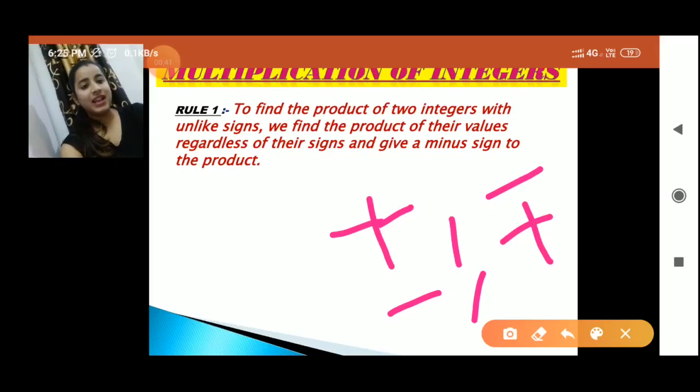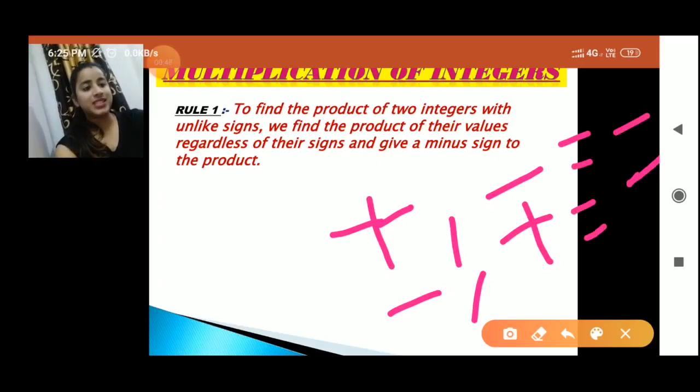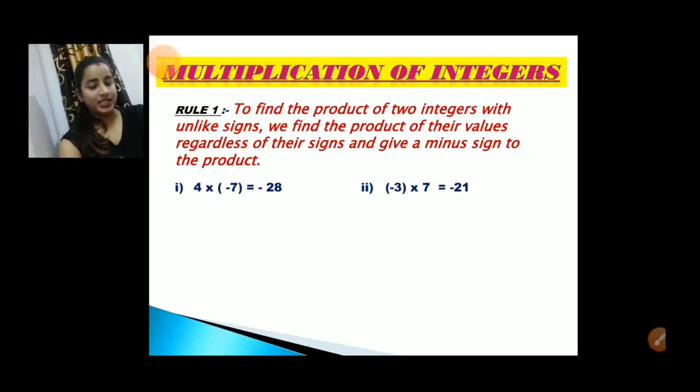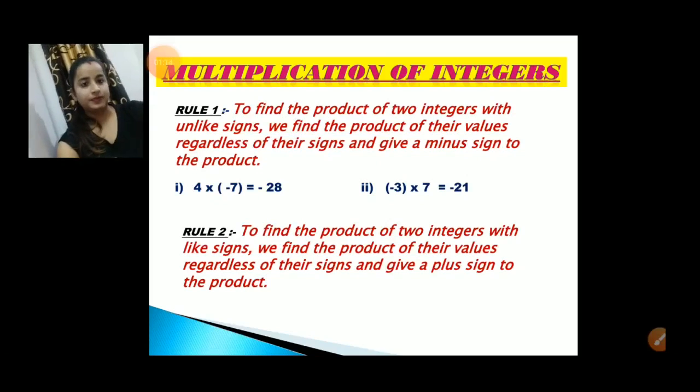As you all know very well that plus minus is minus and minus plus is also minus. So we will do the same. That is 4 into 7 is equals to minus 28. What we did is first we multiplied 4 into 7, that is 28, and given the sign of minus as plus minus is equals to minus. Similarly for second, minus 3 into 7 is equals to minus 21.